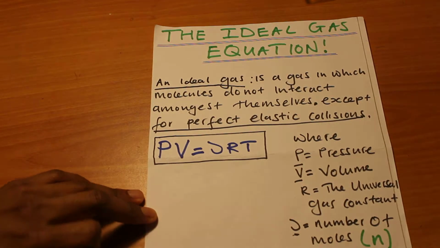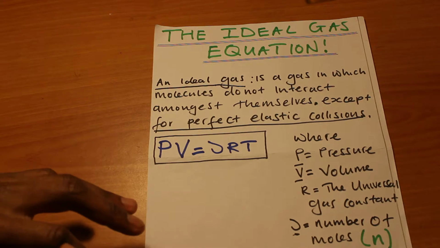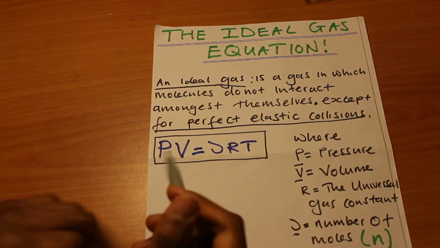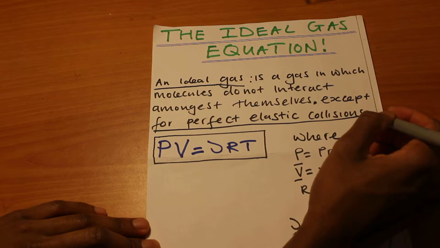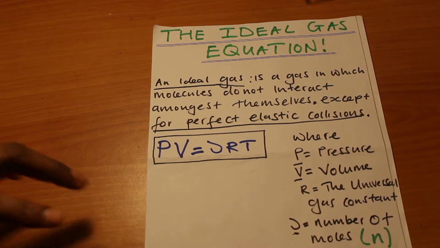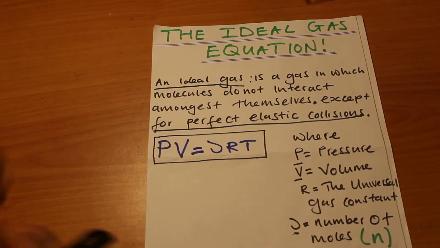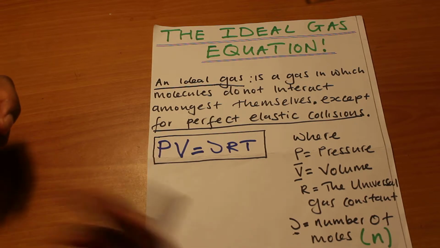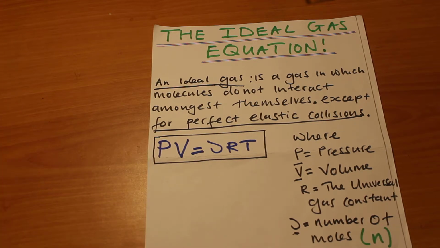The only interaction that we are assuming is occurring when molecules interact is that of perfect elastic collisions. An example I would give is when you shoot a ball on a pool table, the balls begin to bounce and hit each other in perfect elastic collisions. That is what we are assuming is happening to molecules within a gas.